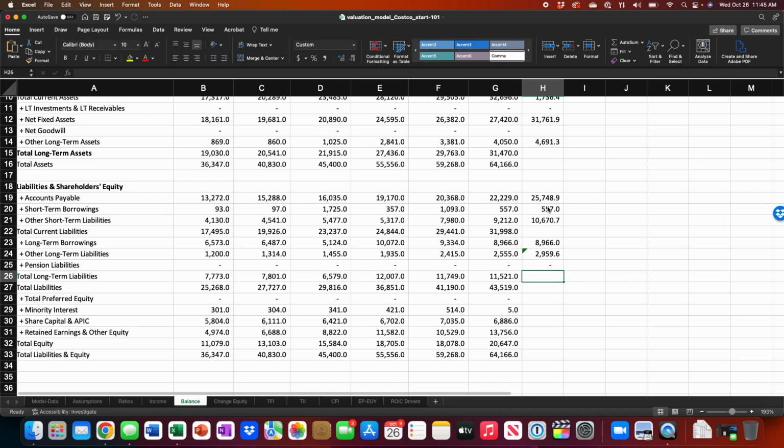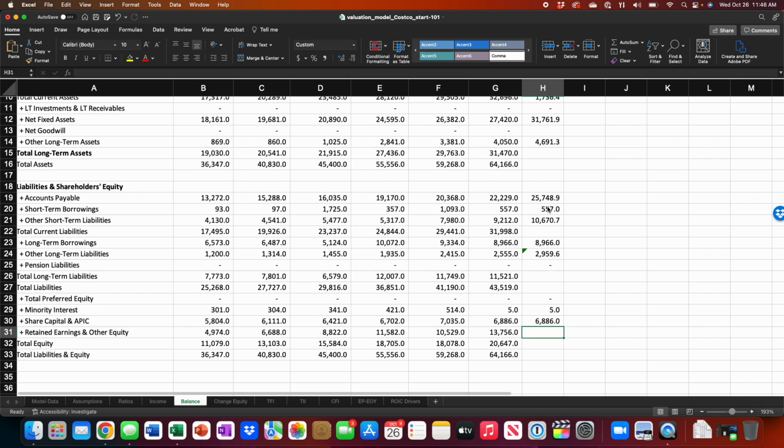Again, Costco doesn't have any. Preferred equity. Whatever preferred equity they have, they keep. Costco doesn't have any. Equal the previous year. So H28 equals G28. Minority interest. Any minority interest investments they have, they're going to keep. So just like they keep the minority payments, they're going to keep the minority investments. Equals the previous year. Share capital and paid-in capital equals the previous year. Same idea. We're not going to issue or repurchase common stock. Not in our forecast.